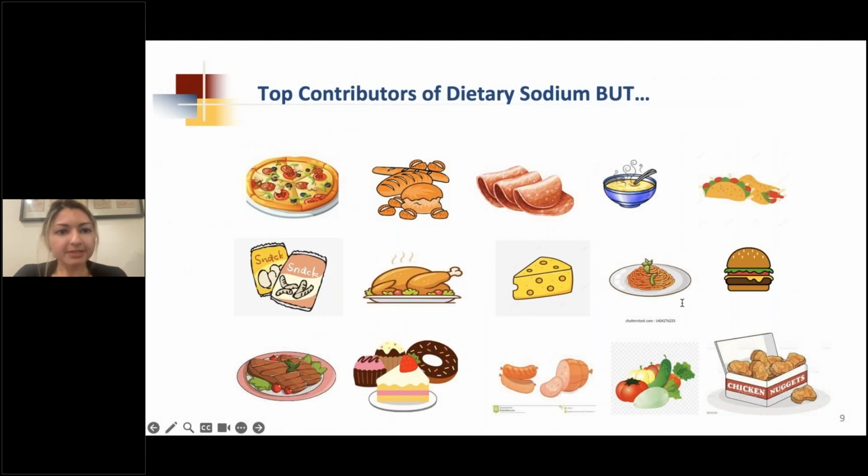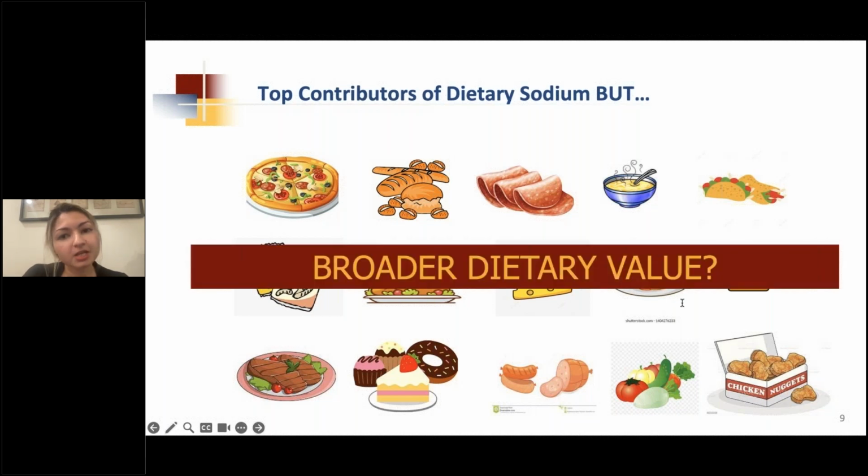So that's all great. So we have our top contributors of dietary sodium, but as I mentioned earlier, what if they're also contributing to key nutrient and food groups for the overall population or for certain subgroups, right? So now we really want to understand this a little bit better.